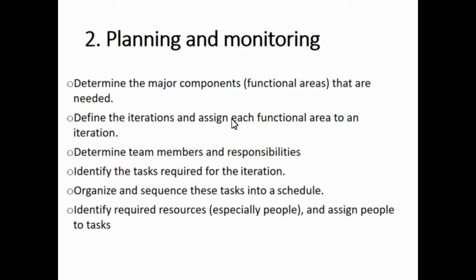The other ones are identifying the tasks required for the iteration, and organizing and sequencing these tasks into a schedule using a Gantt chart or other project management tools, which will be done here. And then identify required resources, as mentioned earlier, assigning people, with tasks associated with people. After identifying the expertise of these people, you will assign tasks based on their expertise. That is pretty much the planning and monitoring activity.